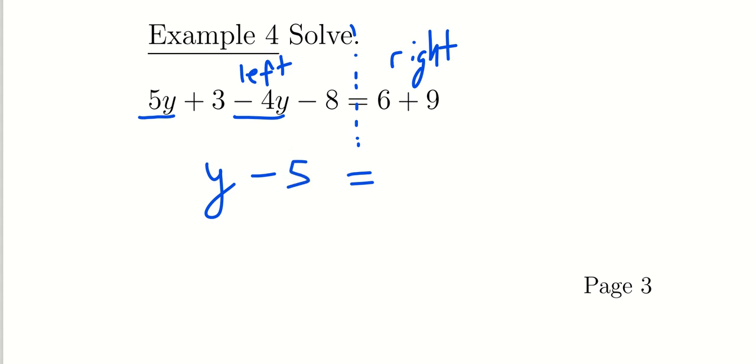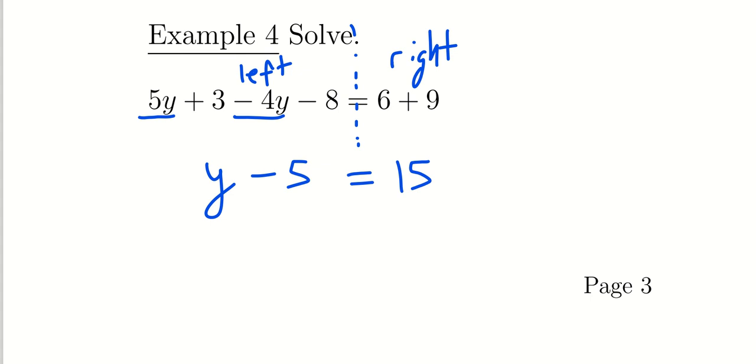Over on the right-hand side, there are two terms here. They're both like terms. They're just constants, so we can combine them. 6 plus 9 would give us 15. We haven't done anything to change the equation other than simplify each of the respective sides.